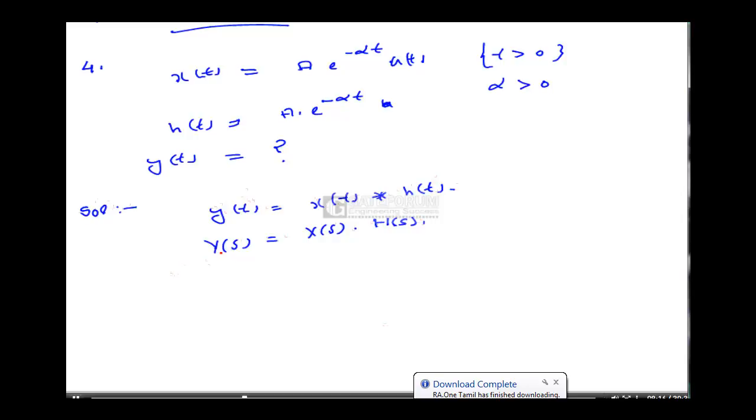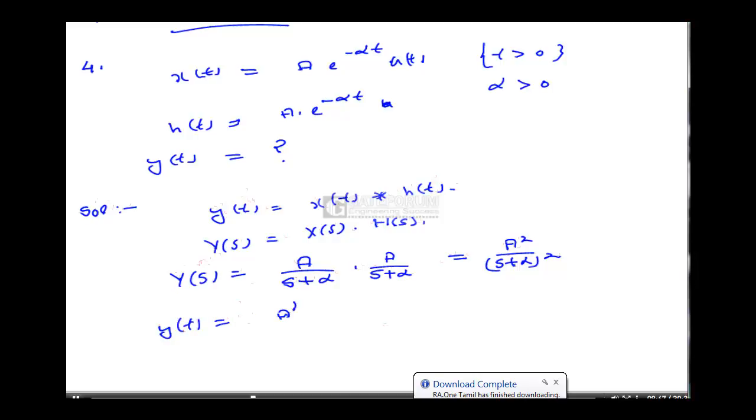Suppose I convert into Laplace transform, then my ys will be nothing but a upon s plus alpha times a upon s plus alpha. So this will be a square upon s plus alpha whole square. Taking the inverse Laplace transform of this, yt will be a square t e to the power minus alpha t.